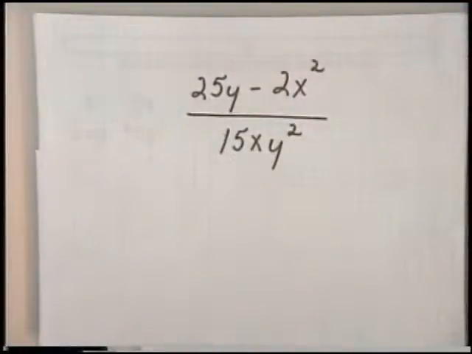How did you do? Let's look at the answer. Did you get 25y minus 2x squared all over 15xy squared? If so, you may want to fast forward to the red set of problems. If not, you may follow along as I work the problem.